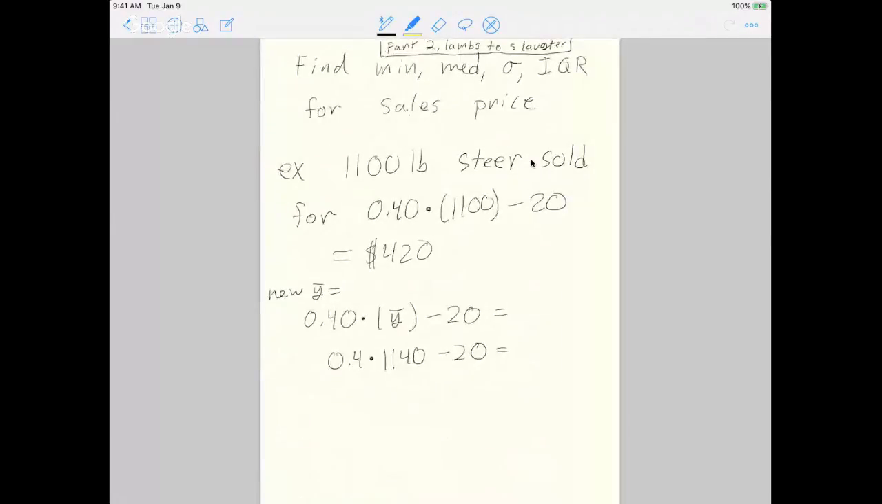Okay, so here we're shifting sales prices around. It says we want to find the new minimum, new median, new standard deviation, new IQR. So the idea here is that these are measures of location.